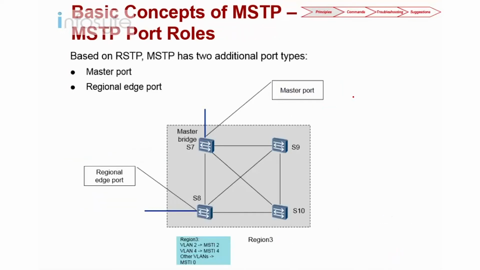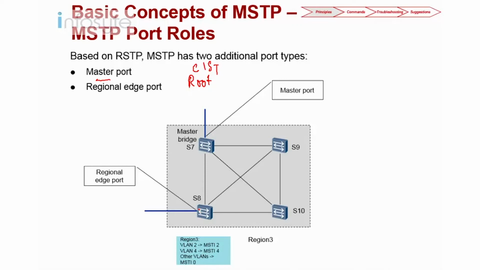Now in MSTP we have two additional ports. Okay, so here we have the master port. Now the master port is the port that connects to our root. This is our CIST, common and internal spanning tree root. So this is my master bridge, and this is the lowest cost toward my root. So we call this a master port.